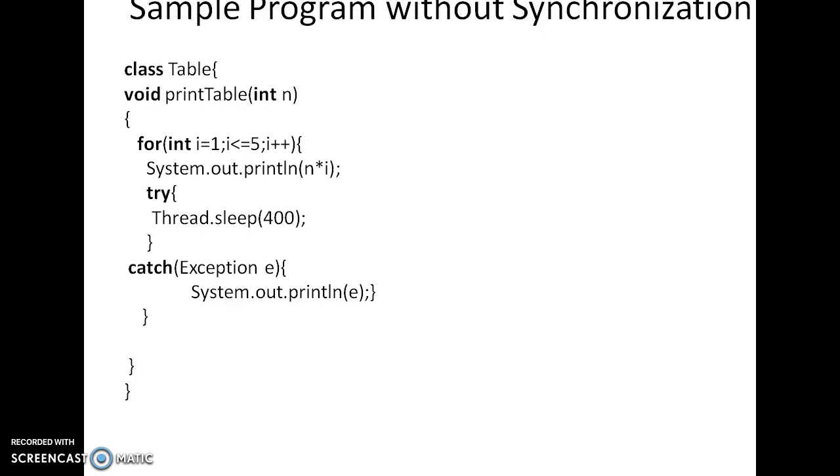Before that, let us discuss what will happen if we do not apply synchronization. This is a sample program. I have created a class called Table, and inside this class I have a method called printTable. This printTable is going to act as a shared resource, accessed by one or more threads in this program.